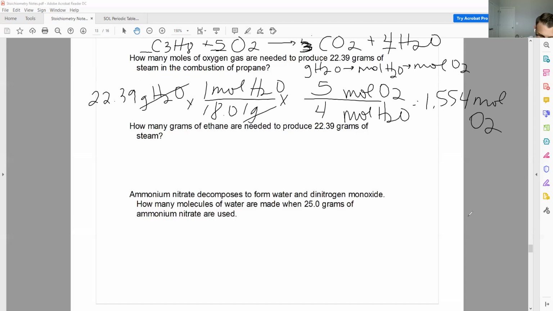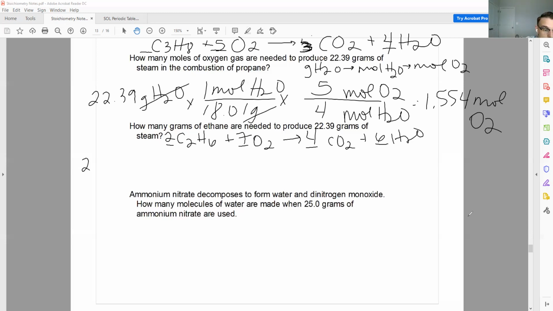Okay. Next one, how many grams of ethane are needed to produce 22.39 grams of steam? Okay, same thing, different equation though. We're doing ethane. C2H6 and oxygen gives me carbon dioxide and water. To balance, 2, 7, 6 waters, 4 carbon dioxide.